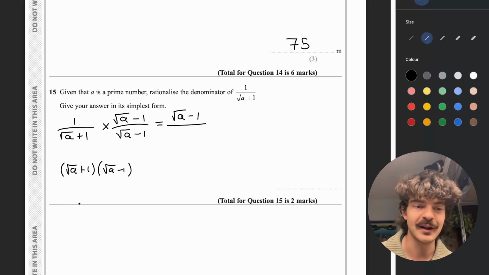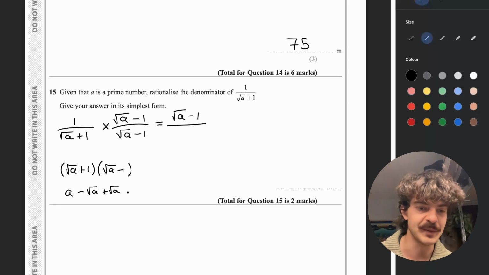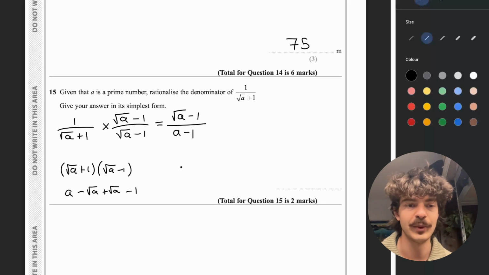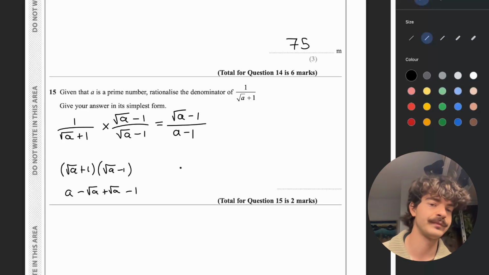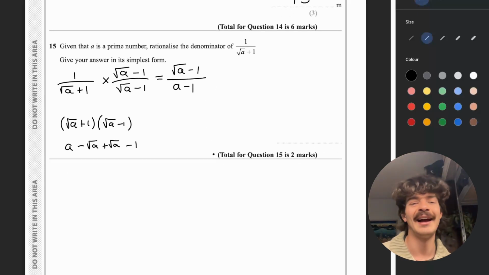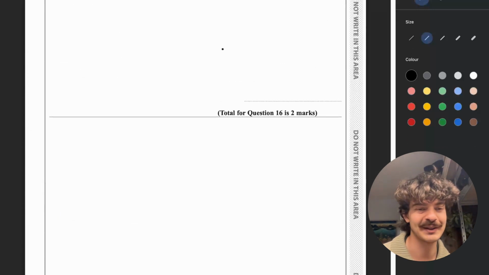So root a times root a is going to give us a. Root a times minus 1 is going to give us minus root a. 1 times root a gives us positive root a. And 1 times minus 1 gives us minus 1. Notice these two bits in the middle are going to cancel, and we're just left with a minus 1. Boom. There it is. Can we simplify that at all? No, not really. I wouldn't dwell on that. There you go. For 2 marks, you'd leave it there.